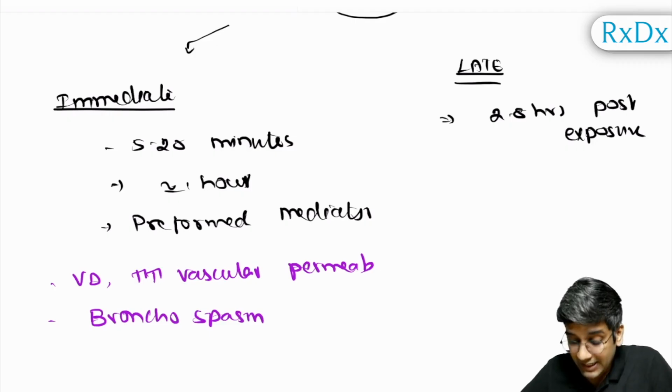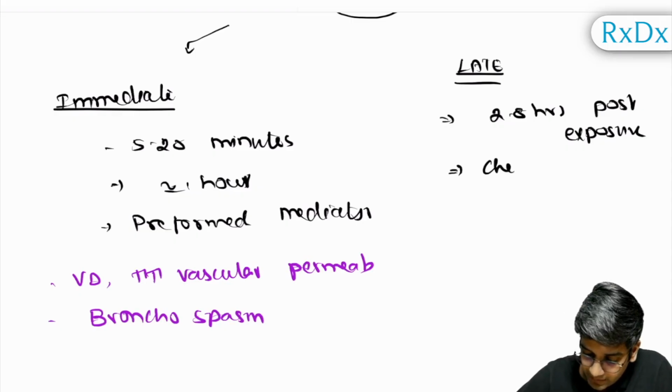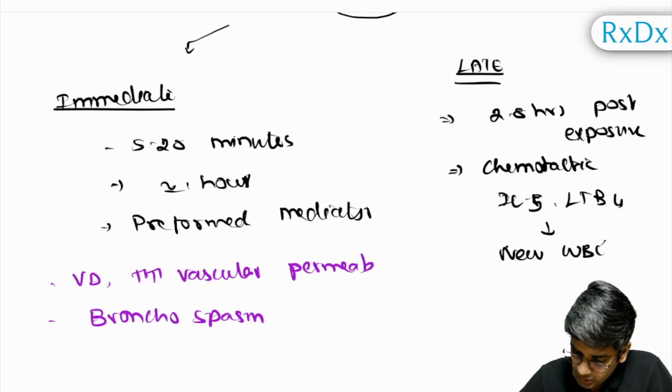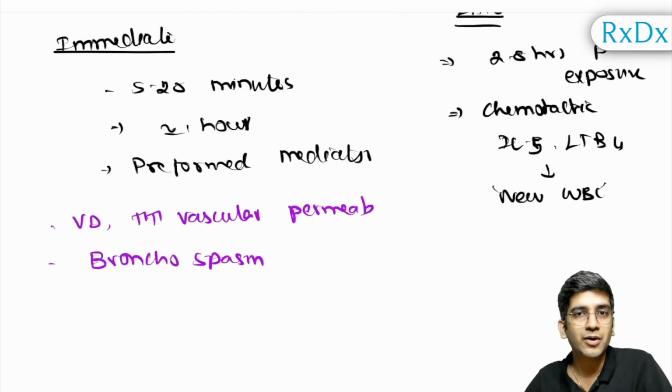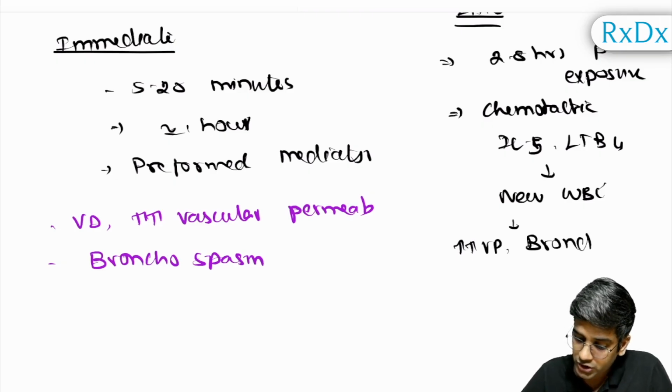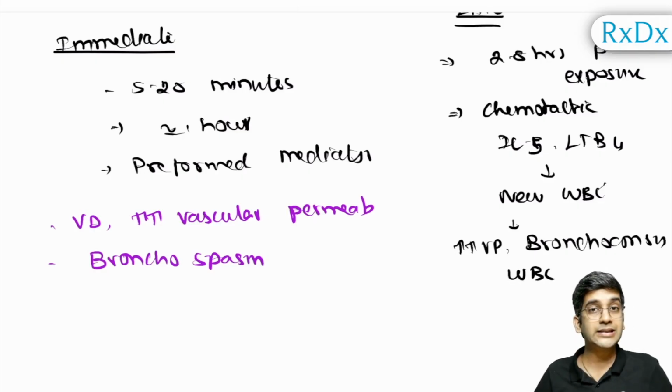Why will it come back? It's predominantly mediated by the chemotactic factors. Interleukin 5 brings lots of eosinophils. We have leukotriene B4, which will bring lots of neutrophils. So here I'll end up having new WBCs. When the new WBCs come, automatically I'll have new granule contents, and automatically I'll have the same symptoms again. I'll have nasal congestion, increased vascular permeability, bronchoconstriction, and lots of WBCs in that area. Okay, this is a late phase response.